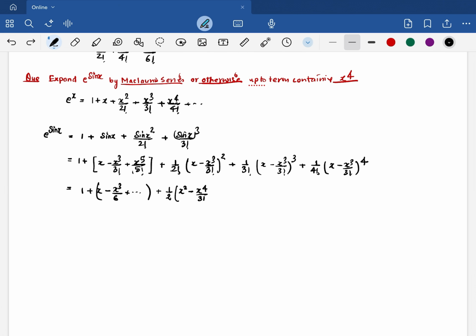Because if you want to calculate the square, what is a minus b square? Let me do it here just to make things clear. 3 factorial is nothing but 6. So can we say a minus b square is x square plus x to the power 6 by 36 minus 2 into x cube by 6. Can we say this is 3, and the final answer is x square minus x cube by 3, and x to the power 4 by 3.